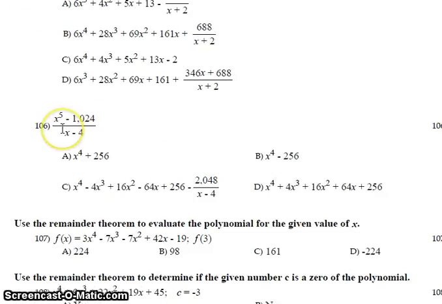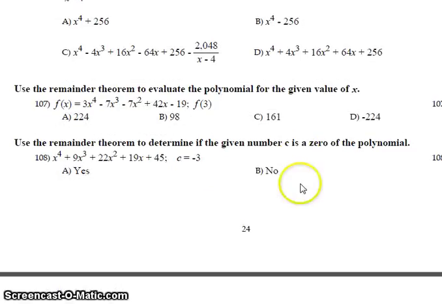Which reminds me, on 106 there's going to be some other zeros in there, right? Because there's not a 4th degree and so forth. All right, remainder theorem you got.